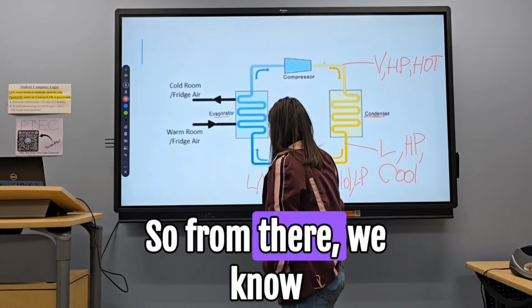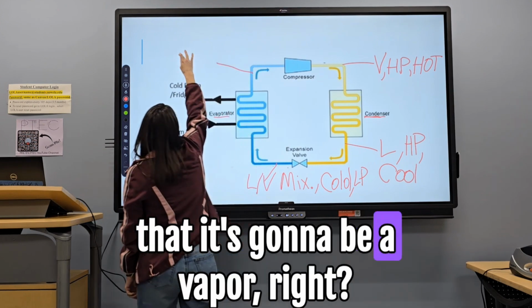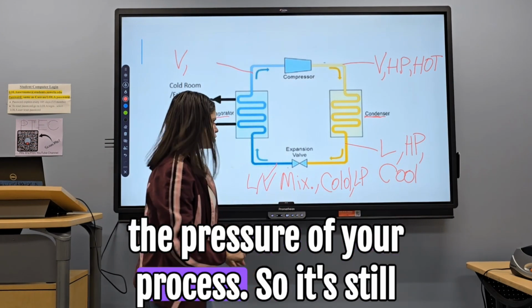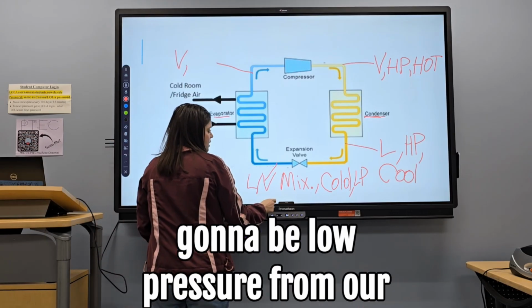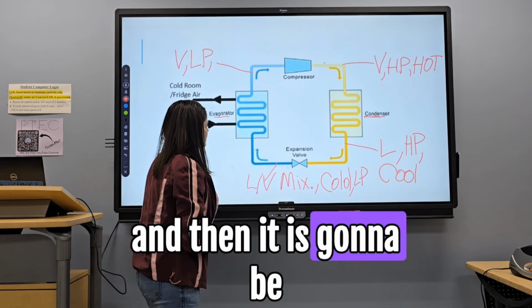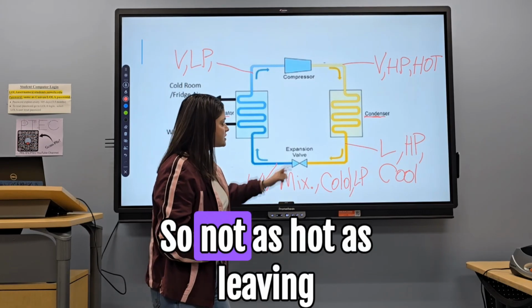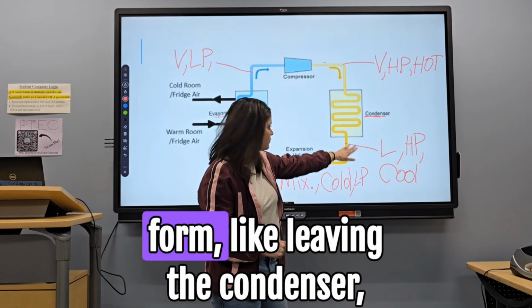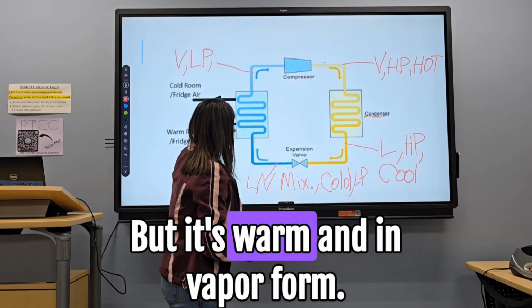So from there, we know that it's going to be a vapor, right? Remember, like I said, exchangers shouldn't change the pressure of your process. So it's still going to be low pressure from our expansion valve. And then it is going to be warm. So not as hot as leaving the compressor and not cool in liquid form like leaving the condenser, but it's warm and in vapor form.